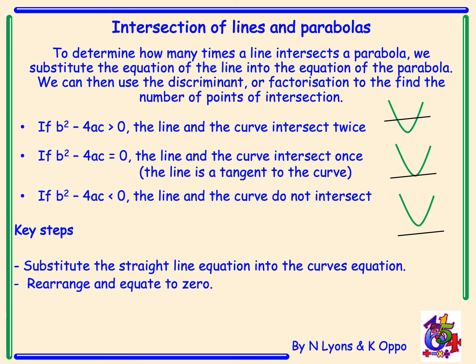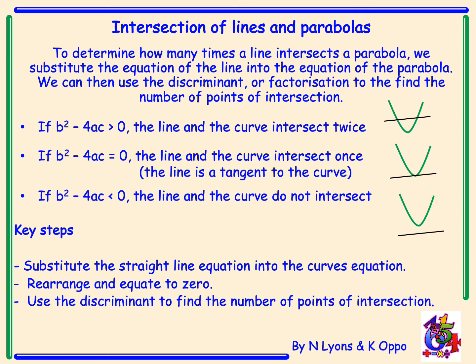Key steps. First step is to substitute the straight line equation into the curve's equation. Step 2, rearrange and equate to 0. Step 3, use the discriminant to find the number of points of intersection. And step 4, if you are asked, find the coordinates of the point of intersection.